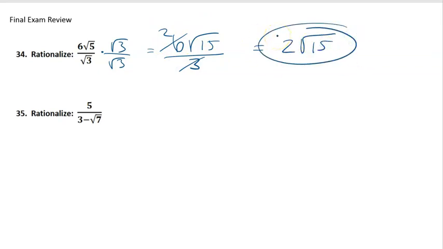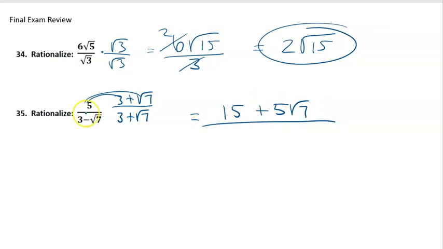It's a little more complicated when you have plus or minus in the denominator, but what you do is you multiply by the opposite. Okay, 3 plus the square root of 7 on top and bottom. So whatever operation is here, you change it. It's called the conjugate of the denominator. Now I have to distribute here. So 5 times 3 is 15. 5 times the square root of 7 is just that, 5 square root of 7.